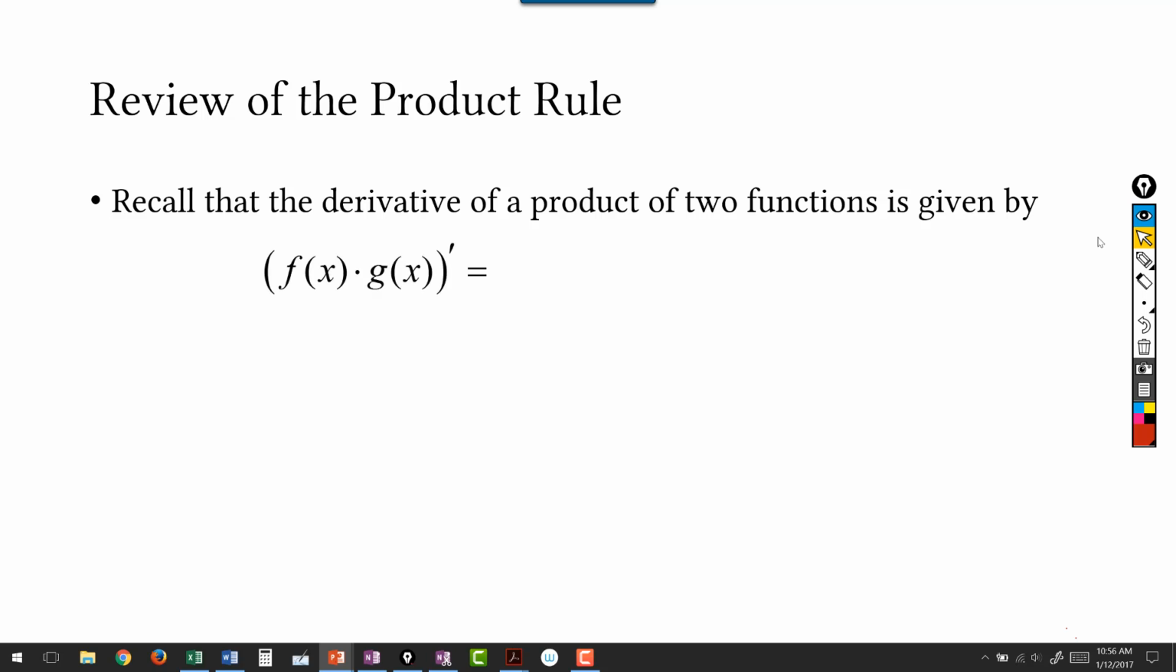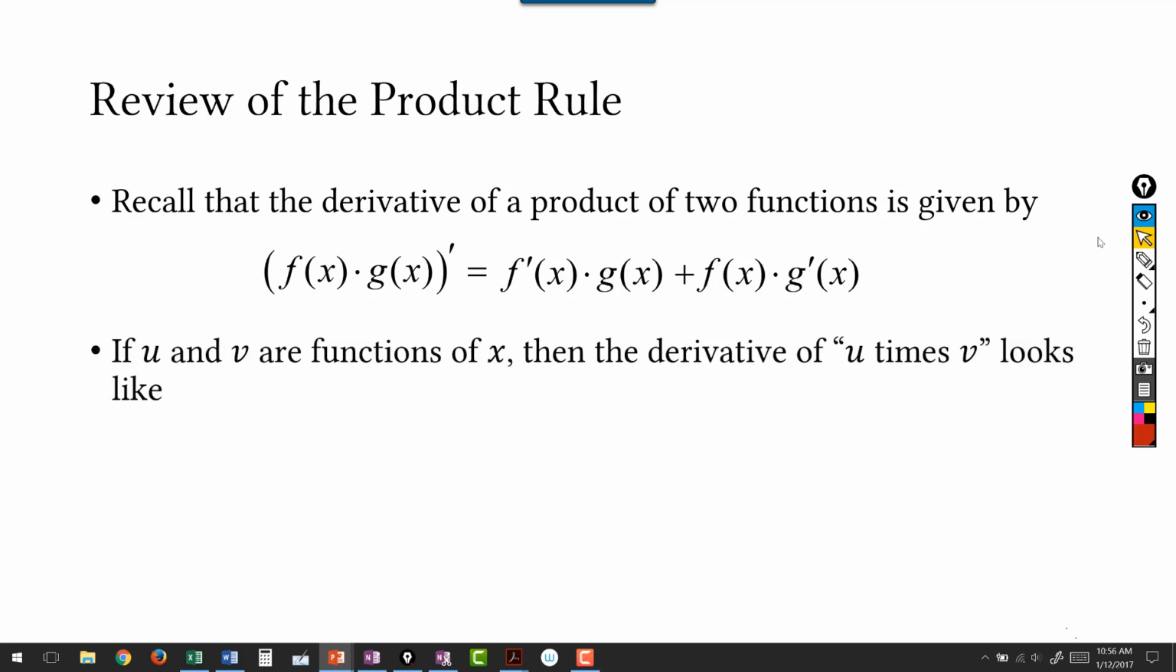So if we're taking the derivative of f times g, that's going to be the derivative of the first times the second, plus the first times the derivative of the second. And now for the purposes of our discussion today, we're generally dealing with functions u and v. That's kind of the traditional notation. So if we were to look at taking the derivative of u times v, and we suppress the dependence on x, in other words, we just don't write the dependence on x, then the derivative of u times v would be u prime v plus u v prime.